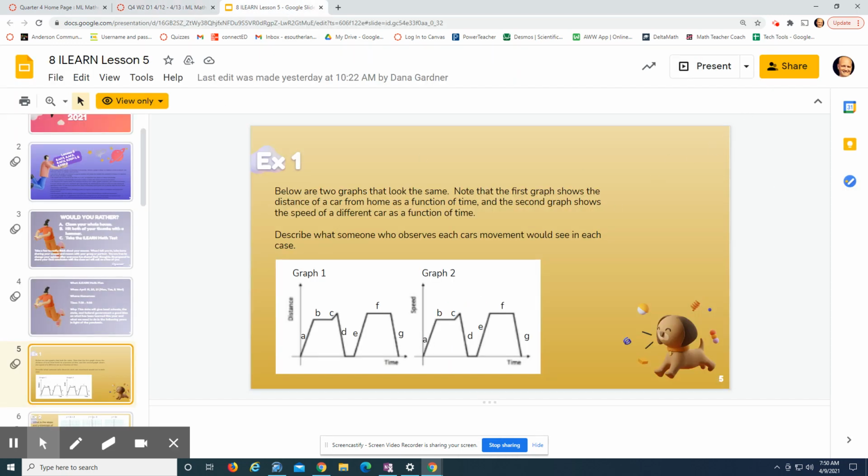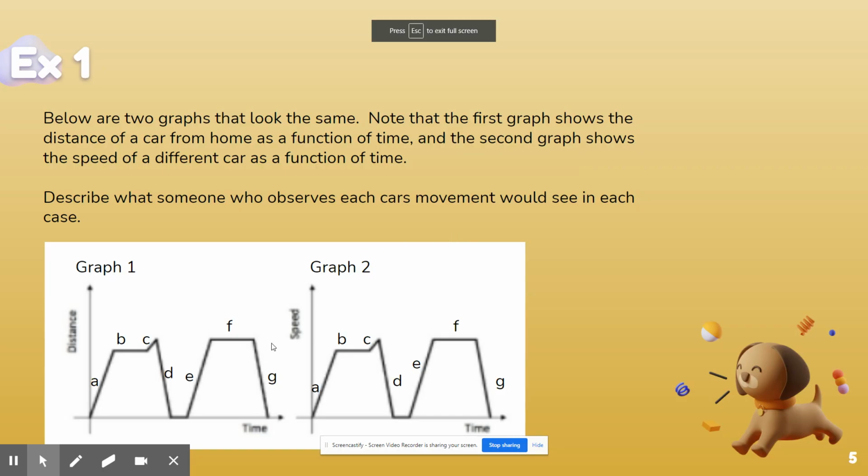On today's lesson, we're going to start talking about graphs and linear graphs and describing graphs. This example wants us to describe what's going on here. It says distance and time on this one. When I see it going up like this, it means the person is going a certain distance over a certain amount of time. They're traveling forward, and then they stay still for a while. Then they travel forward again, and then they go backwards.